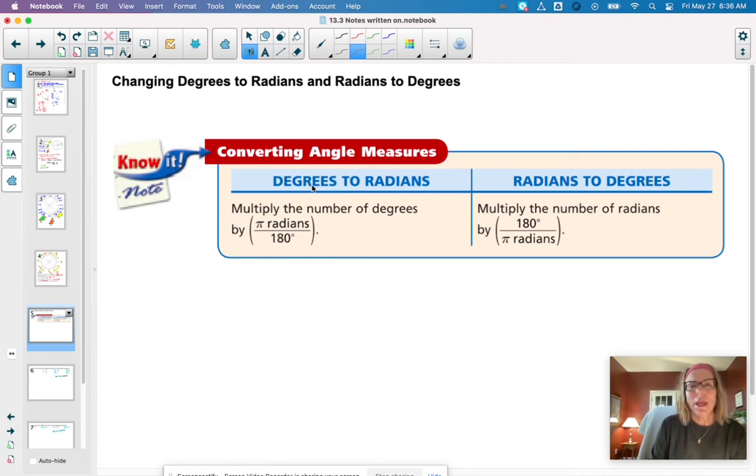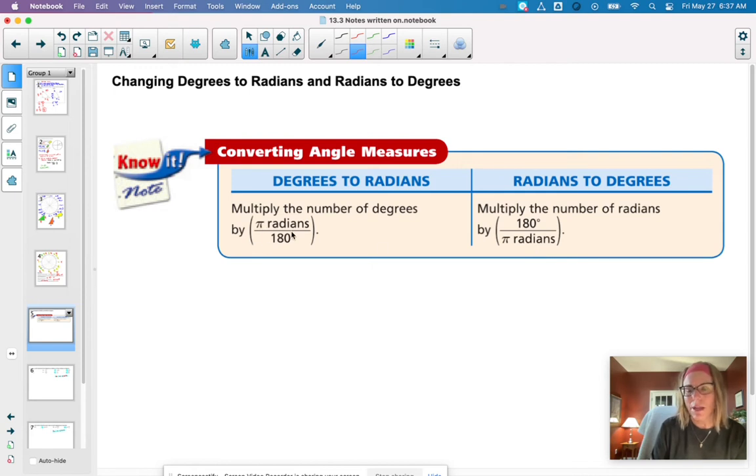So if I give you an angle in degrees, all you're going to do is multiply that angle by pi divided by 180. Or if I give you an angle in radians, and I want you to tell me what that is equal to in degrees, you're going to take the radian angle and multiply it by 180 degrees divided by pi.